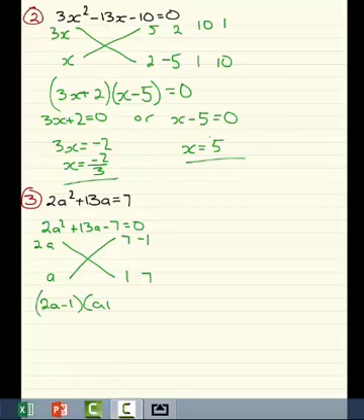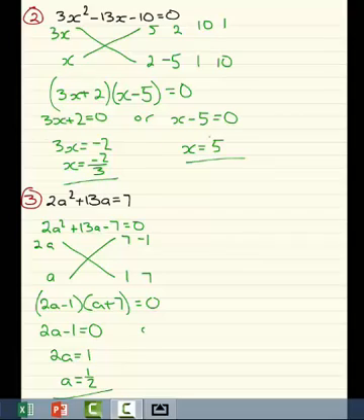So we make that all equal to 0, which means 2a minus 1 is equal to 0, 2a is equal to 1, and a is equal to a half. Or we can say, well, a plus 7 could equal 0, in which case a is equal to negative 7.